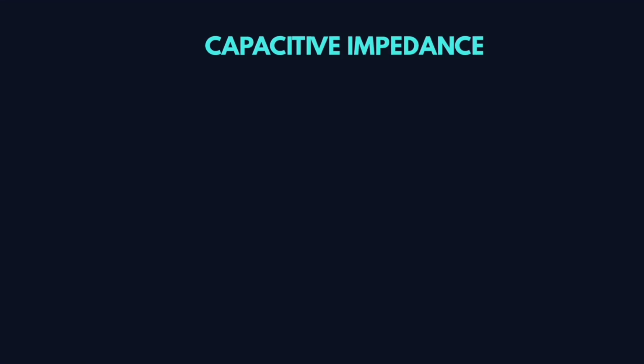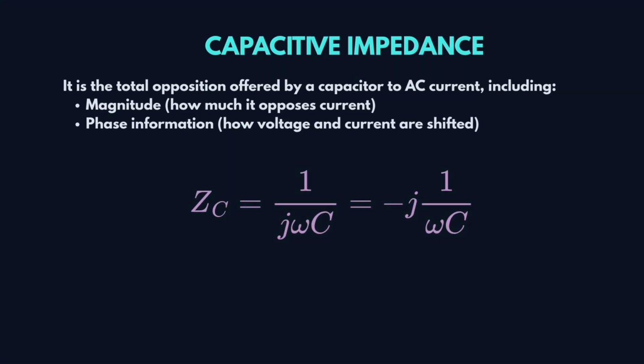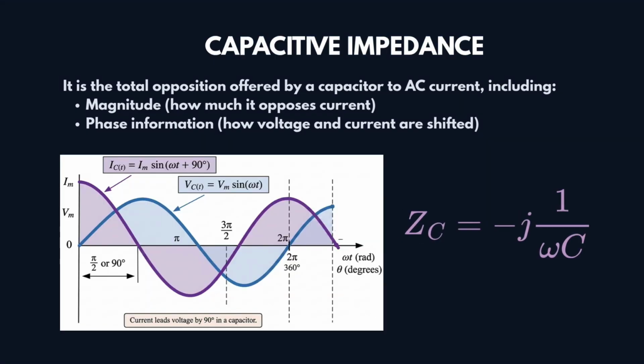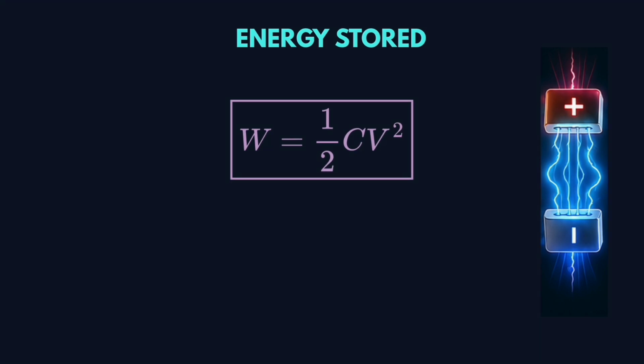Capacitive impedance. Capacitive impedance is the total opposition offered by a capacitor to AC current, including the magnitude, how much it opposes current, and phase information, that is how voltage and current are shifted. Capacitive impedance Zc is given as 1 by j omega C, that is minus j into 1 by omega C. The negative imaginary part here means current leads voltage by 90 degrees. Energy stored is given by the equation half into C V squared, and the energy is stored in the electric field.